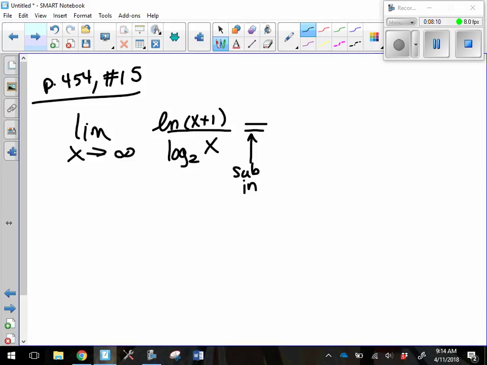Well, obviously I'm not going to care that it's infinity plus 1. But what's the natural log of infinity? What does the graph of natural log look like? Yeah, it just keeps getting bigger and bigger, right? So what's this going to give me? Infinity over infinity. Okay, which is an indeterminate form that I can just apply L'Hopital's rule to.